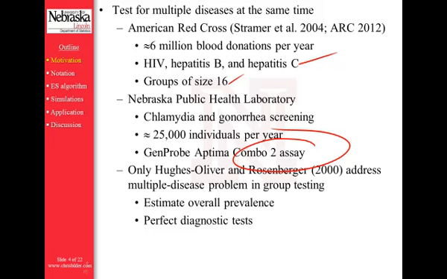Now, surprisingly, at least what I've been able to find, there's only one paper out there in the group testing literature that addresses this problem of testing for multiple diseases at the same time. This was a Biometrika 2000 paper by Hughes, Oliver, and Rosenberger. And what they were interested in doing was estimating the overall prevalence of the actual disease or diseases, I should say. And they assumed that there are perfect diagnostic tests in their actual screening.